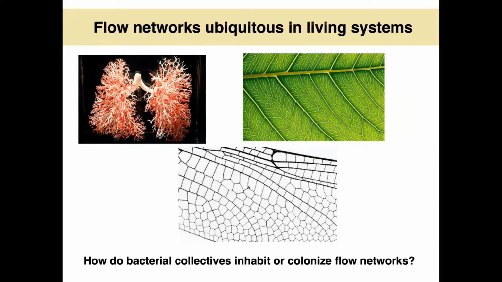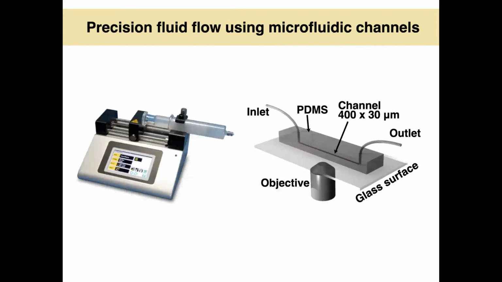And the reason that there are these intricate networks is that in order to live, you need to transport material. Bacteria are really good at getting into these transport networks. And so our question is, how do bacteria behave when they're in these fluidic transport networks? Because in order to understand how they affect health, we need to understand how they thrive or how they behave in these fluidic networks. So the way we study this is by using microfluidic channels.